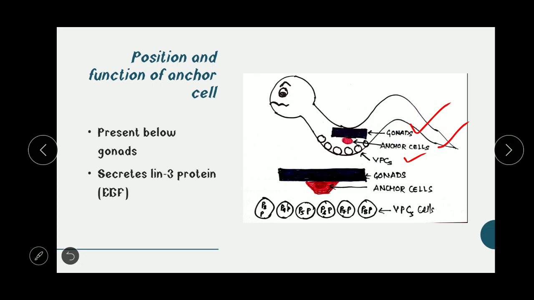The anchor cell releases the lin-3 protein, that is the signaling molecule, and this will lead to the induction of the vulval precursor cell, and they will become the vulva. So the anchor cell acts as the cell that secretes the signaling molecule, the lin-3 protein. Its position is below the gonads, as is evident from the diagram, and it secretes lin-3 protein, an epidermal growth factor that induces the vulval precursor cell to become vulva.